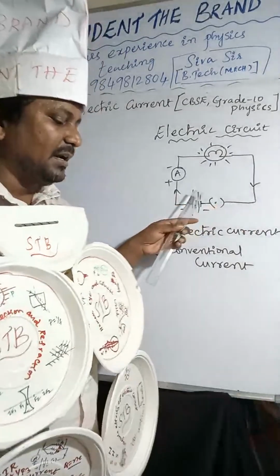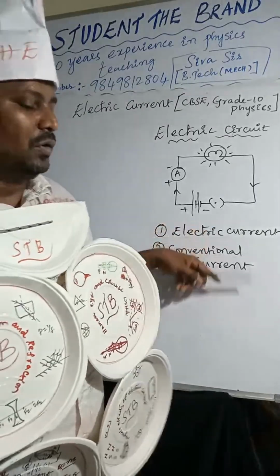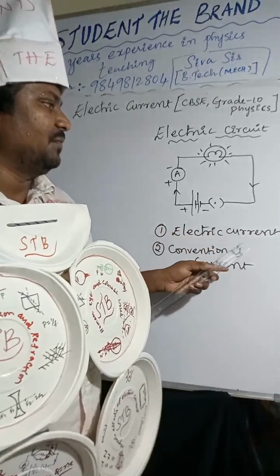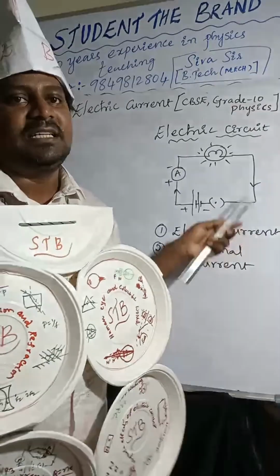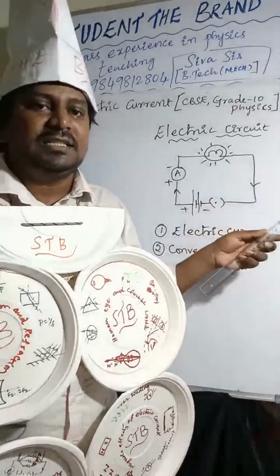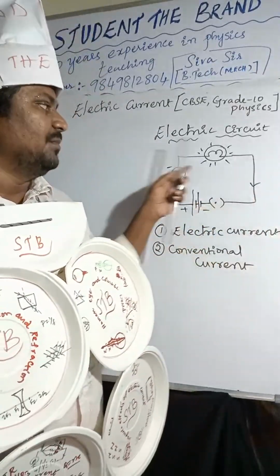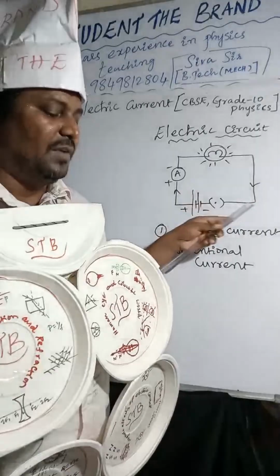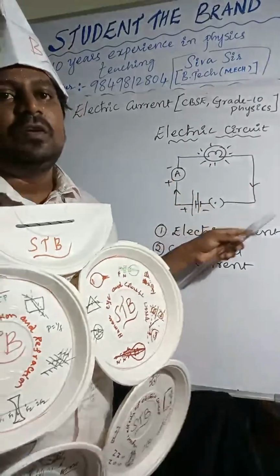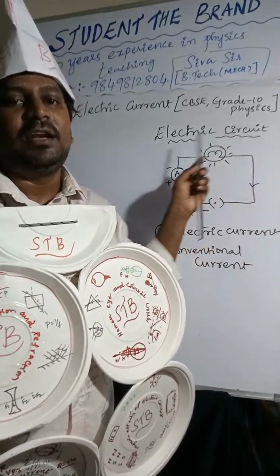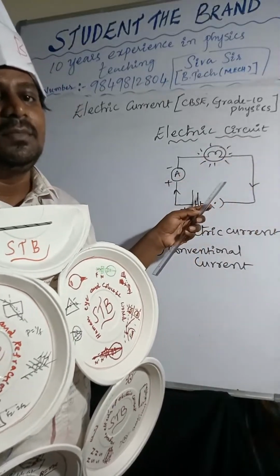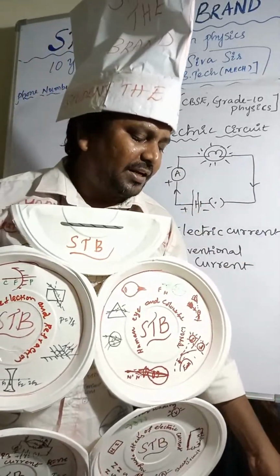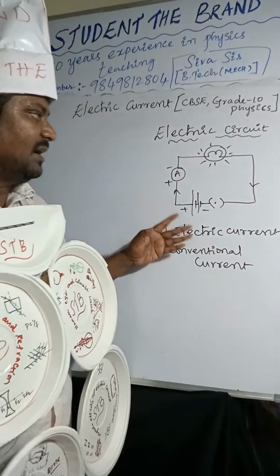Okay, so electric current and conventional current. So two currents will be there, and definitely one question will come from these two. Once again, if the charges are moving from positive terminal to negative terminal, that is conventional current. Electric current is nothing but flow of electrons from negative terminal to positive terminal. I hope it is very clear to you. So this is about electric current and conventional current.